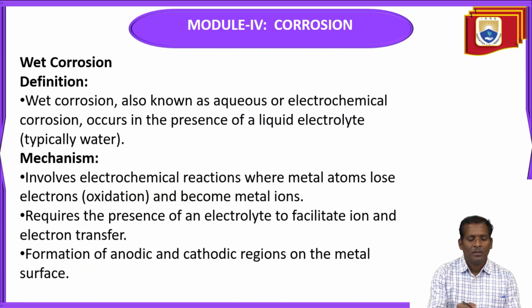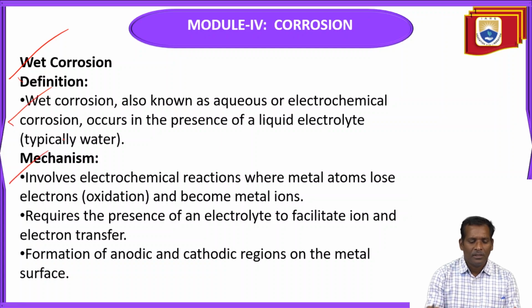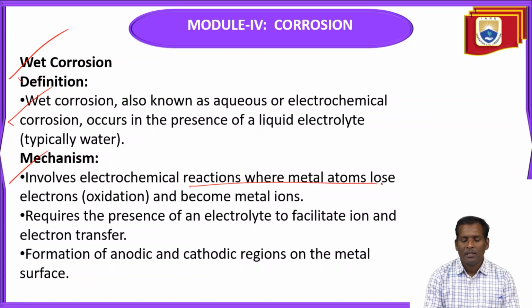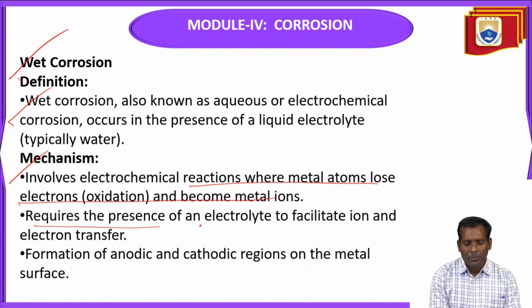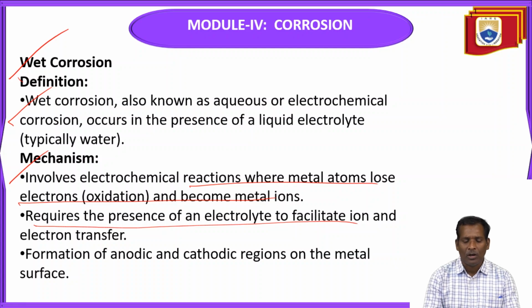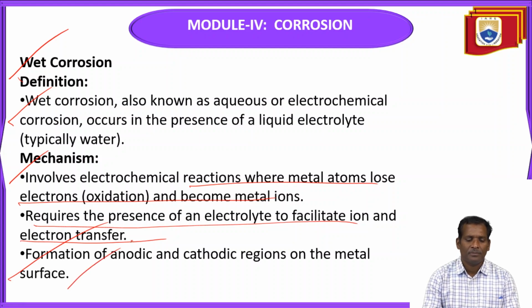Next, wet corrosion. In the case of wet corrosion, the definition: wet corrosion, also known as aqueous or electrochemical corrosion, occurs in the presence of a liquid electrolyte, typically water. The mechanism involves electrochemical reactions where metal atoms lose electrons, as oxidation, and become metal ions. That requires the presence of an electrolyte to facilitate ion and electron transfer. Formation of anodic and cathodic regions on the metal surface.